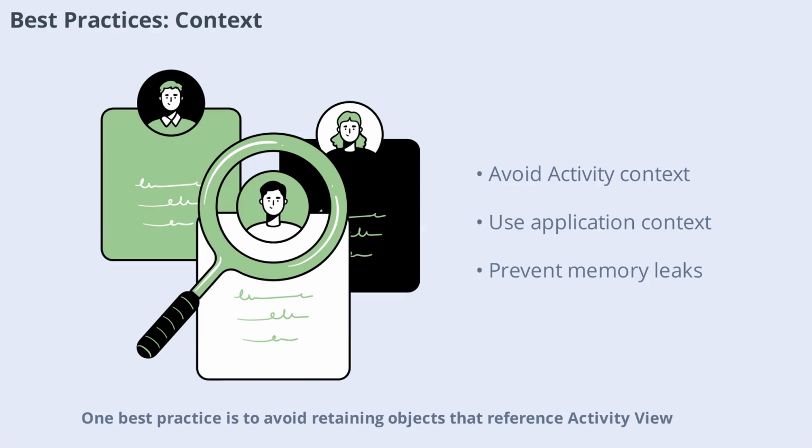One best practice is to avoid retaining objects that reference activity, view, fragment, or context, except for application context. Retaining such objects can lead to memory leaks. Always use application context when creating retained objects, such as media players. This ensures safety and prevents resource leaks, making your Compose apps more robust and reliable.